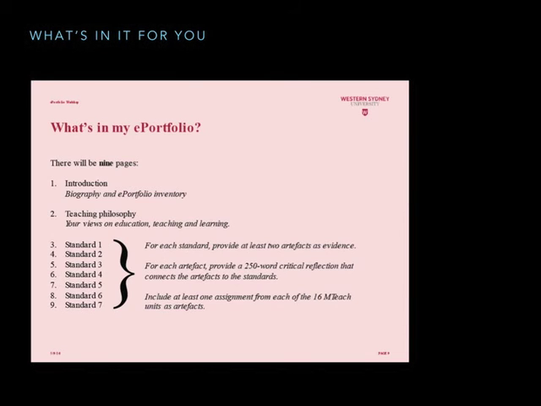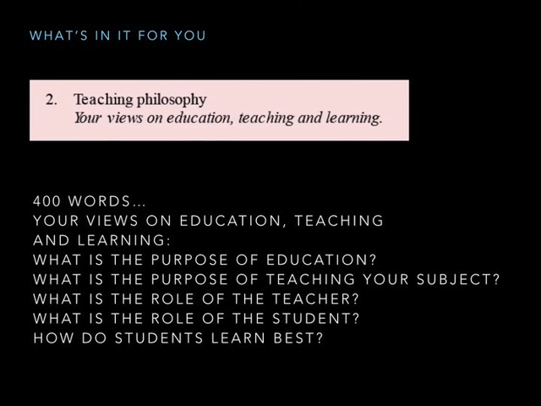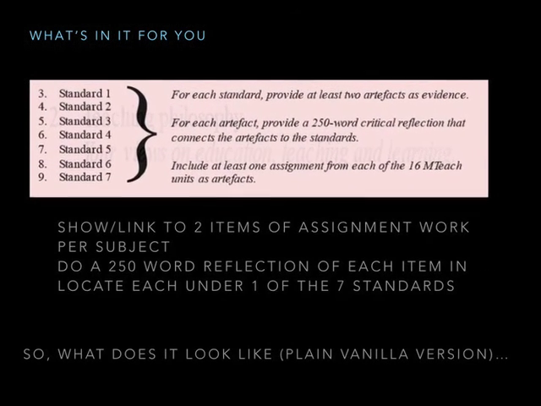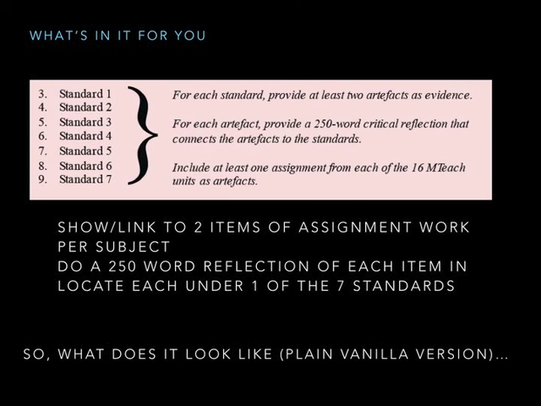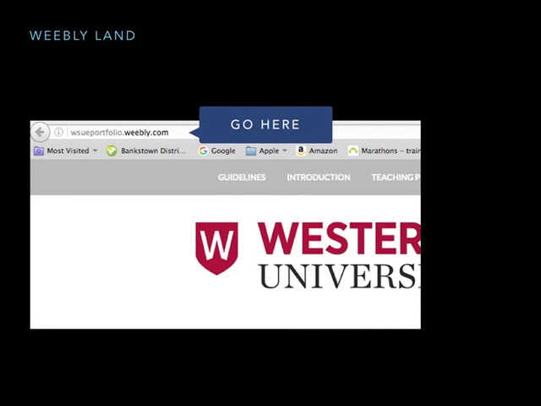What's in it? 9 pages: introduction, philosophy, and then all the 7 standards. Firstly, you do an intro, which is your biography, and also an inventory of some of the stuff you've done. Then there's your teaching philosophy, and it gives you some of the subheadings here of what you need to cover when you do that. And then you've got to match work to each of the 7 standards with a reflection on each of those. So go here, WSU have set this up, WSU eportfolio.weebly.com.